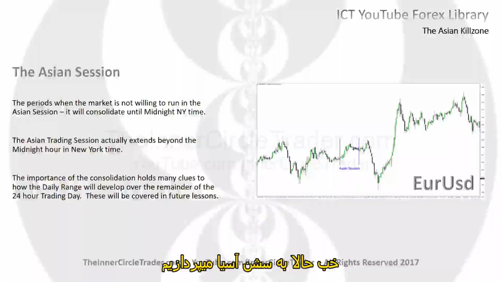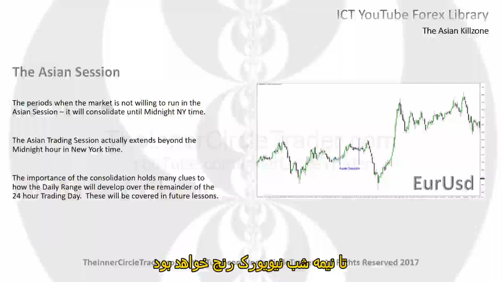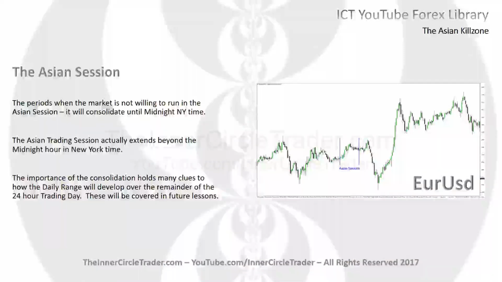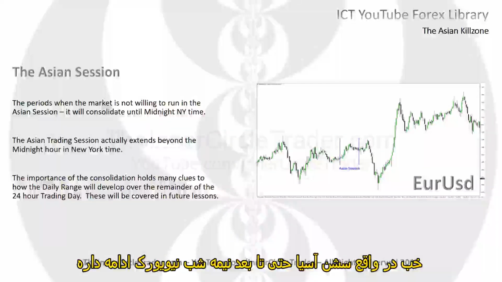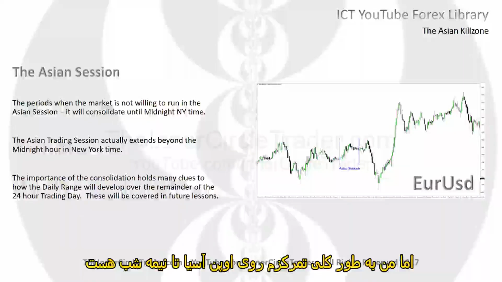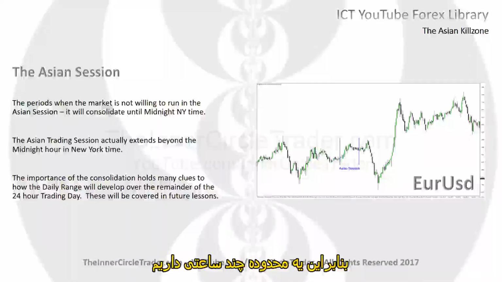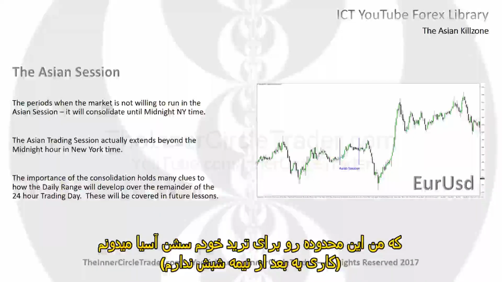Now we're going to talk about the Asian session. There are periods when the market is not willing to run in the Asian session. In other words, there's not going to be an optimal trade entry pattern. It will consolidate until midnight New York time. Now, the Asian trading session actually extends beyond the midnight hour of New York time, but I focus specifically in the realm of the Asian Open to midnight. So there's a range of several hours that I deem as the Asian session for my trading, even though it does trade past midnight New York time.